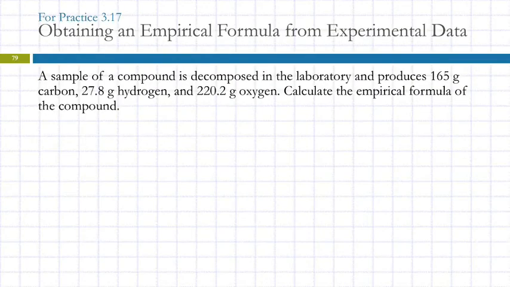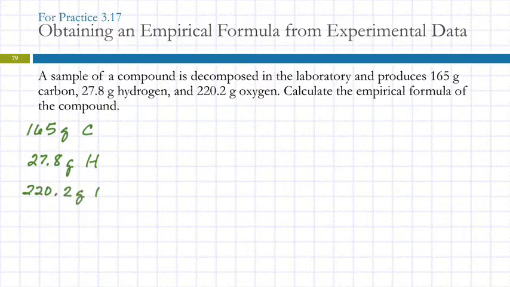Let's do an example. Sample of a compound is decomposed in the lab, produces 165 grams of carbon, 27.8 grams of hydrogen, 220.2 grams of oxygen. Calculate the empirical formula. So the first thing is write down the masses of each element. So 165 grams of carbon, 27.8 grams of hydrogen, and 220.2 grams of oxygen.